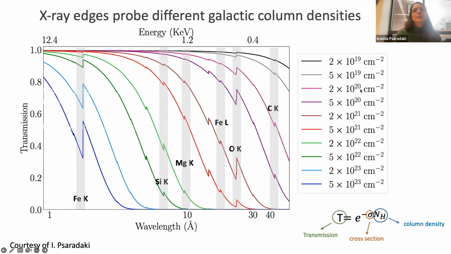So for example, if we want to study more diffuse regions in the ISM, or if we want to study the carbon and oxygen K edges, we need low column densities of the ISM. For silicon and magnesium, we need higher column densities, about 10 to the 21. And if we really want to probe dense ISM, we need to study the iron K edge, which is what Athena will be great for. I'm going to talk about that at the end.